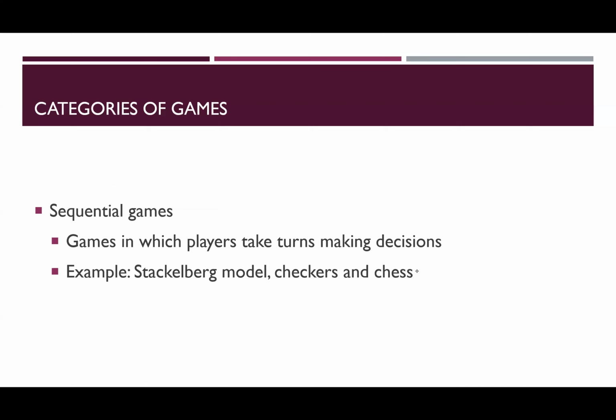Sequential games are games in which players take turns making decisions. So in these games, there's usually someone who moves first and then someone who moves second. Chess is a sequential game. Checkers is a sequential game. We didn't get to this semester, but the Stackelberg model is also a sequential game. In that model, we take the Cournot model and we just have one firm move first, right?